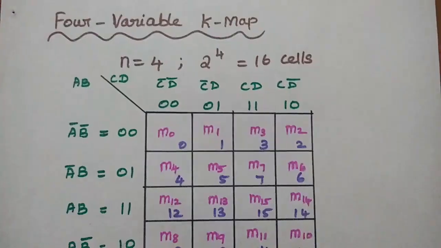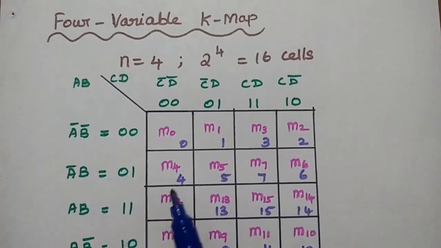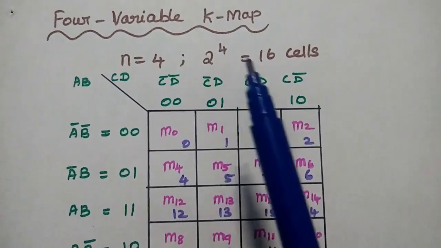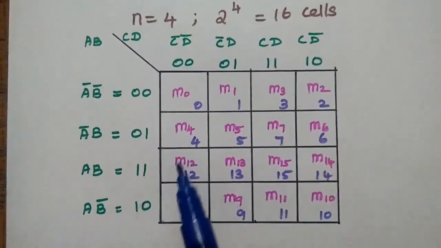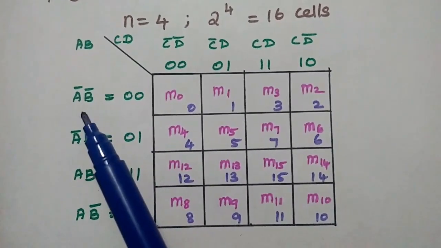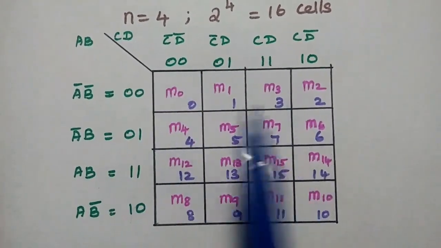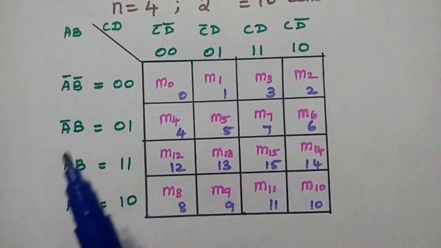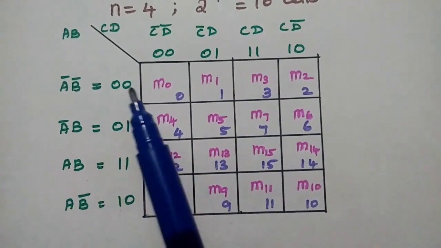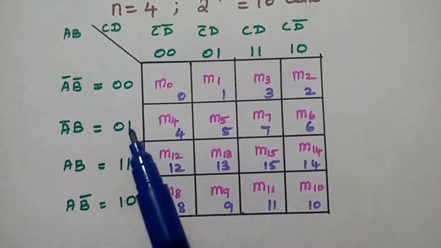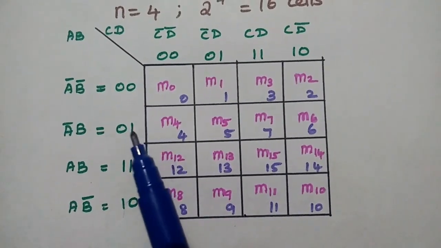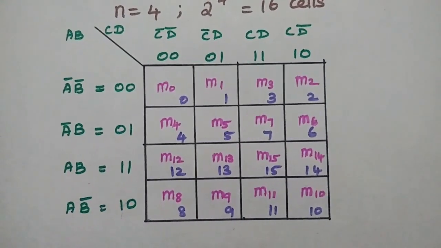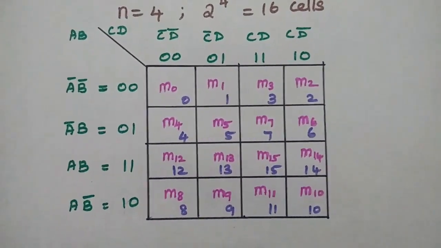Similarly, we can draw the K-map for 4 variables. So n is equal to 4 means 2 power 4, that is equal to 16 cells. A, B represent the row variables, C, D represent the column variables. So here A bar B bar, A bar B, A B, A B bar. Here also the same thing, gray code sequence, only one bit is changed from its previous and next bits. So these all are the values.